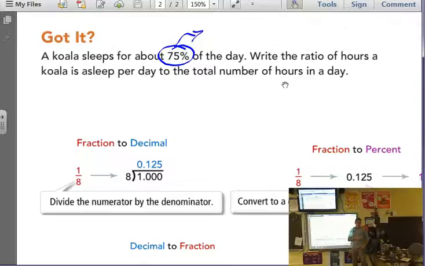What's 75% turn into? James, what is it? 3/4, right? Because 75% would be 75 over 100. That's what percent tells me. And it reduces to 3/4. So really the koala sleeps for 3/4 of his day. What a lame dude.